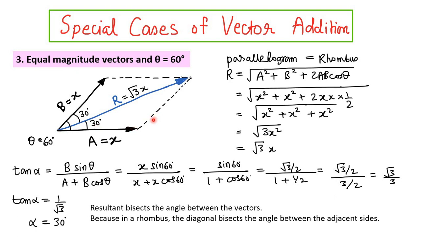So we are observing that in many cases the resultant is bisecting the angle. When does it happen? The resultant bisects the angle between the vectors because the figure is a rhombus, and in a rhombus the diagonal bisects the angle between the adjacent sides. So this is the property of a rhombus or a square.